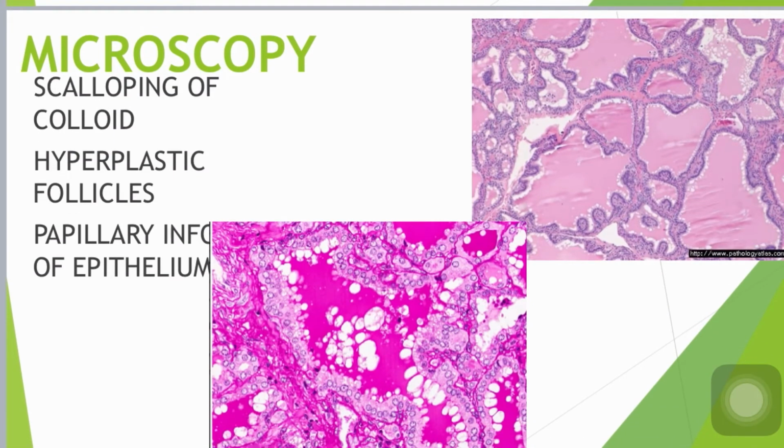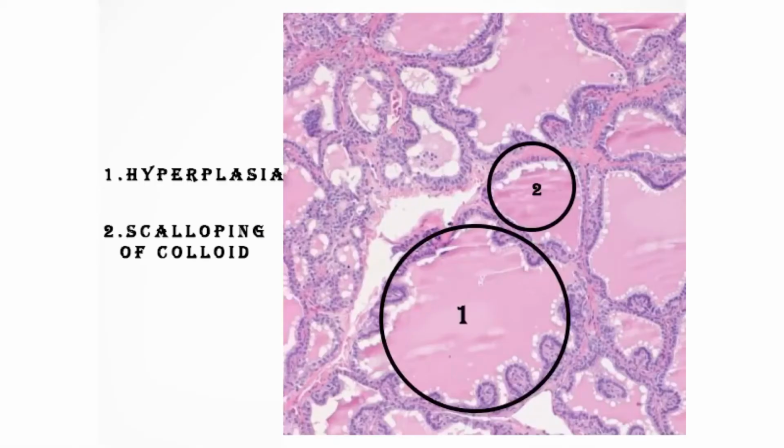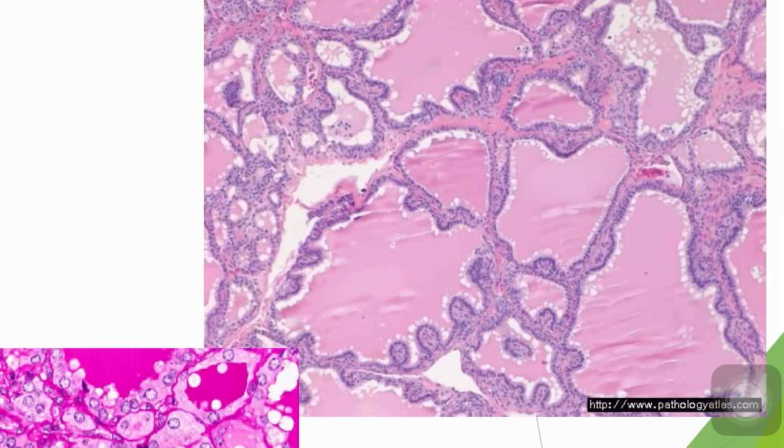Two important points that you have to focus on here are as follows. The first one is the hyperplastic follicles. So you can see that the follicles here have increased in their size when compared to the normal follicles. The pink area, that is the colloid, is increased. There is so much hyperplasia that the follicular cells or the epithelial cells here have shown infoldings.